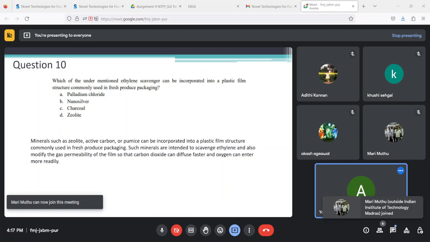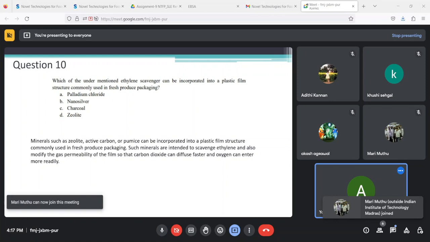Such minerals are intended to scavenge the ethylene and also modify the gas permeability of the film so that carbon dioxide can diffuse faster and oxygen can enter more readily. So you need a particular kind of atmosphere around your food product. As I discussed in the previous slides, you need carbon dioxide and less of oxygen. So accordingly, you need to make sure that the permeability of your package is also different.